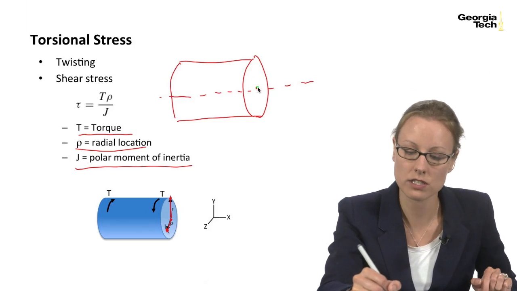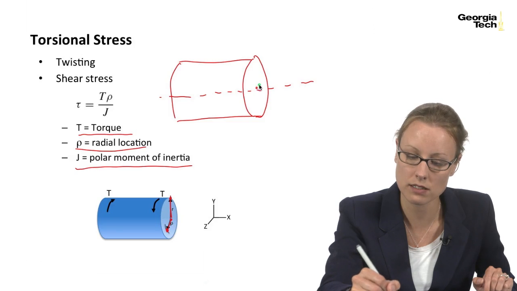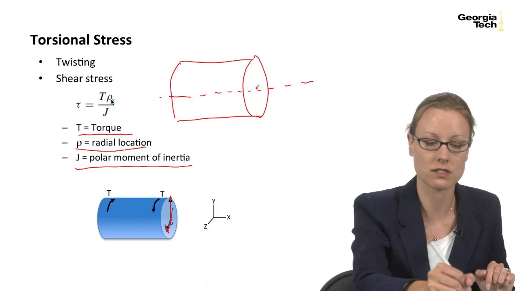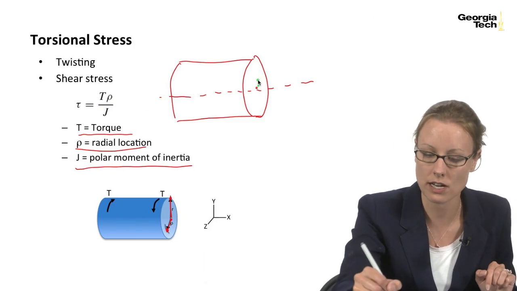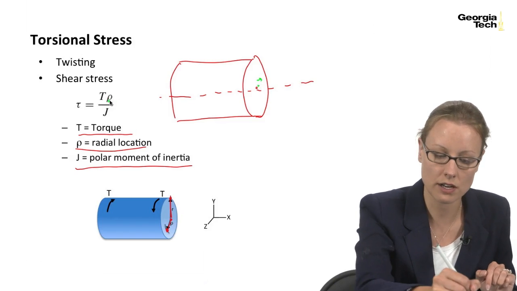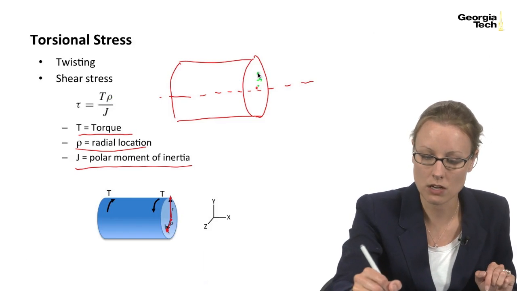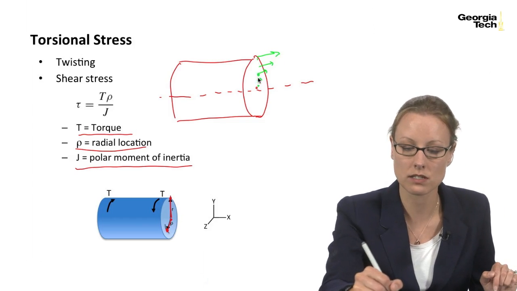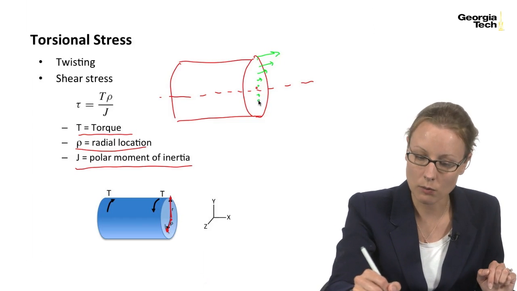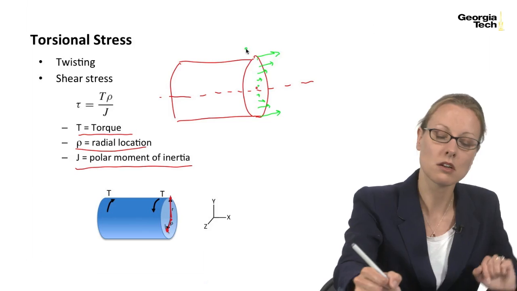So if I look at the stress distribution, it's going to be practically 0 at the center, very low stresses, because your rho value is very, very small, and that drops your stress down. And the further you get from the center, the larger your rho value becomes, the larger your stresses become, until at the surface, your torsional stresses are maximum. So the distribution looks something like this.